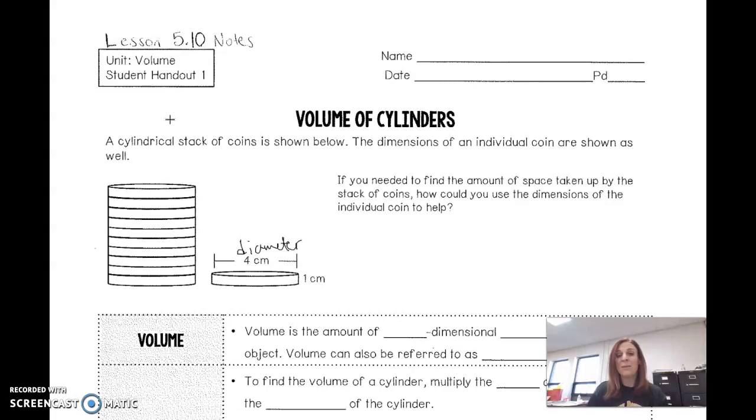It says if you need to find the amount of space taken up by a stack of coins, how could you use the dimensions of the individual coin to help? Well, if I could find out how much space this takes up, then I could just multiply it by how many coins there are, because each one is going to take up the same amount of space and the same size. So we'll say that.